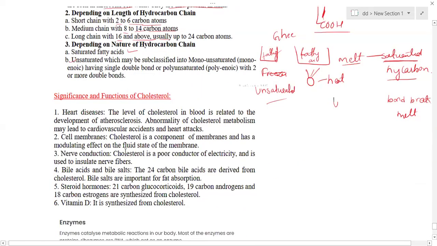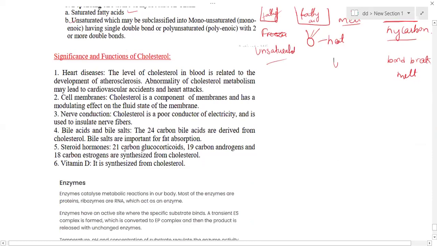Then significance and functions of the cholesterol. Here the heart disease, the level of cholesterol in the blood is related to the development of atherosclerosis, and abnormality of cholesterol metabolism may lead to cardiovascular disease, accidents, and heart attacks.